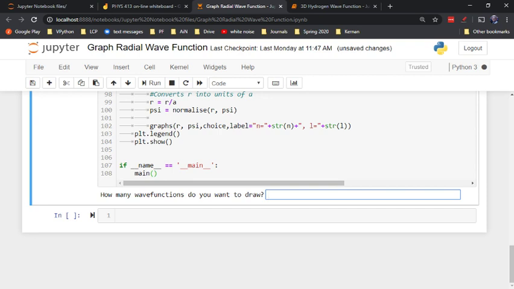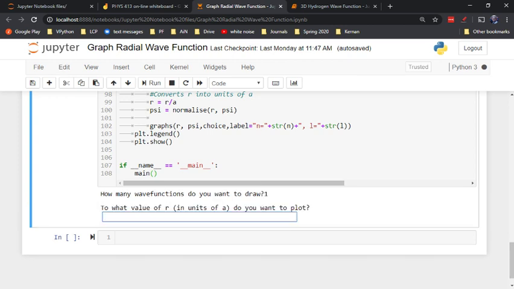Okay, so here it's going to ask me how many wave functions do you want to draw. Let's start with just one. So I'm going to tell it I want to draw one wave function. To what value of r in units of a do you want to plot? So it really doesn't matter what you call a. It's just going to scale in terms of that. Let's go out to, let's say, 10 times a. So again, you can think of this as your value of rho, right? Because rho is r over a.